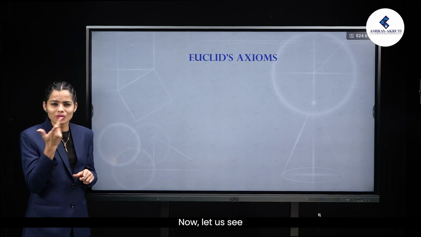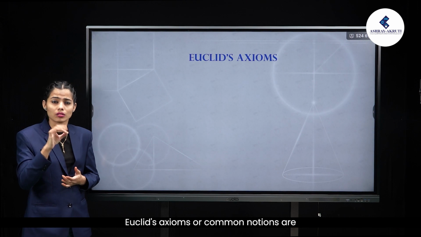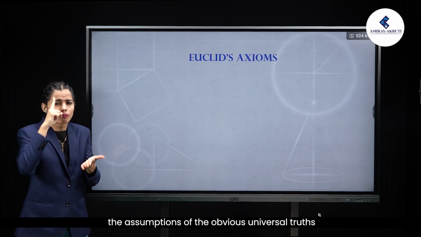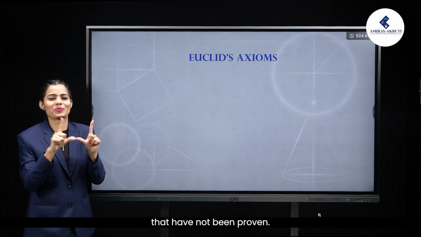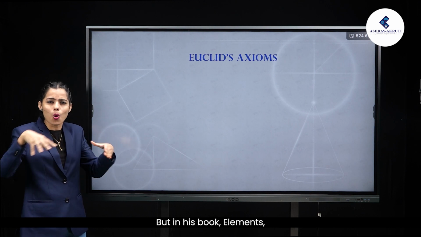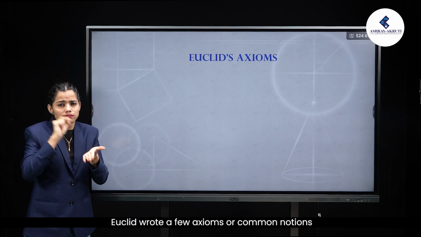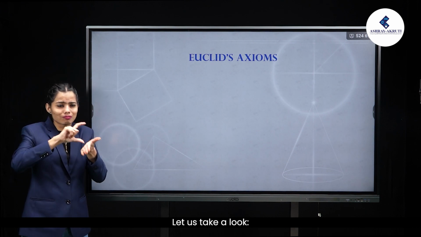Now, let us see what are Euclid's axioms. Euclid's axioms or common notions are the assumptions of the obvious universal truths that have not been proven. But in his book Elements, Euclid wrote a few axioms or common notions related to geometric shapes. Let us take a look.